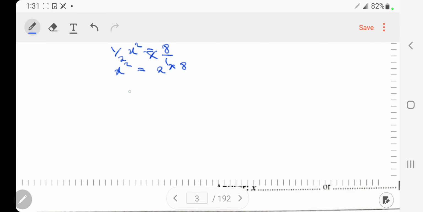So what we have is x squared equals 2 times 8, which gives us 16. Now we are going to find the square root on both sides. The square root of a number is equal to plus or minus the perfect number, which is the square root of 16, that is 4 in this case. So that is how we solve that one.